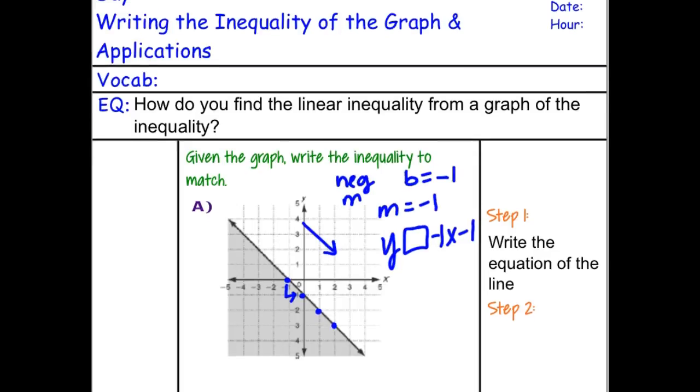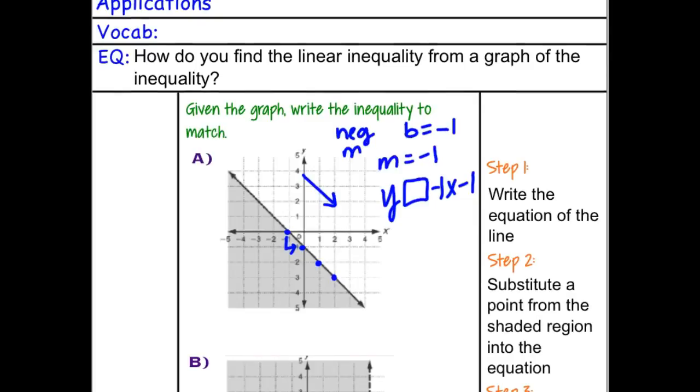Step two is to substitute a point from the shaded region into the equation. So you're going to take a point from the shaded region and plug it in. And you obviously have a big range of values to choose from. Not everybody has to choose the same one. So I'm going to eeny, meeny, miny, mo. I try to pick them on the axis. I like to try to pick a 0 value for x, so I'm going to pick 0, -2.